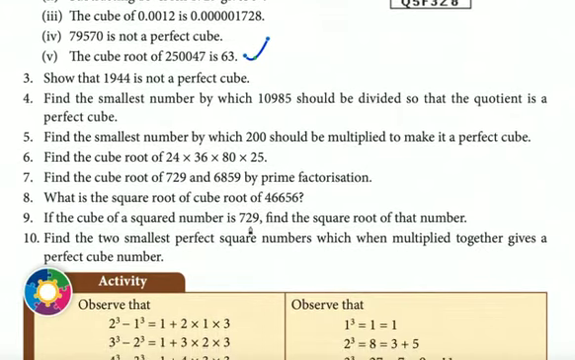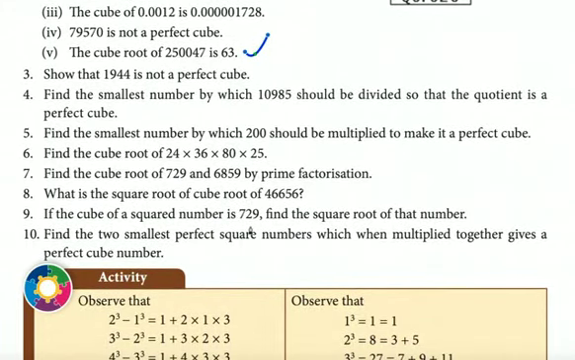Find the smallest number by which 10985 should be divided so that the quotient is a perfect cube. Okay. It won't go by 2. That we know. Now let's try with 3. It won't go by 3 either. It won't go by 4. It will go by 5. So let it be divided by 5. Let's see the answer.